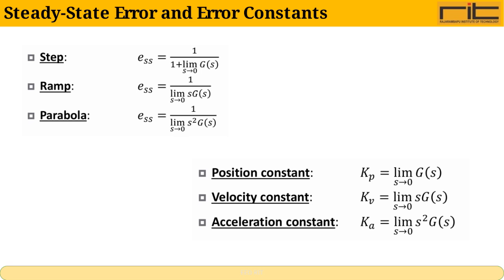Error constants are parameters that help quantify the steady-state error for various input types, such as step, ramp, or parabolic inputs. These constants give us insight into the system's ability to track different types of inputs precisely. By analyzing steady-state error and error constants, we can design controllers to minimize inaccuracies and improve overall reliability. This topic is fundamental for ensuring optimal system behavior in real-world applications.